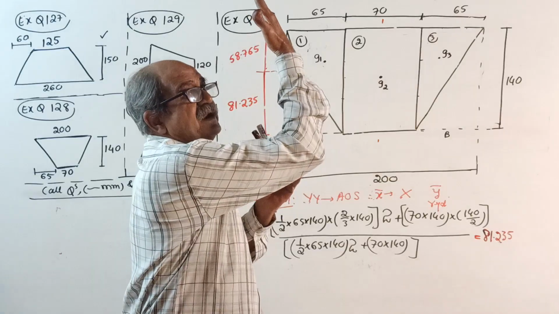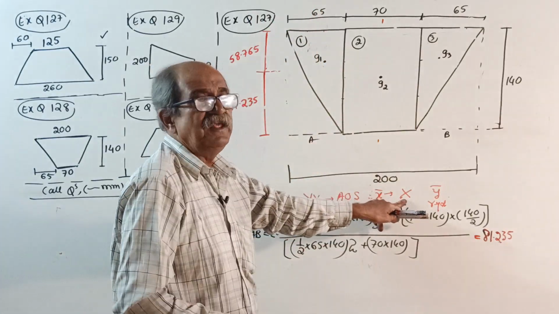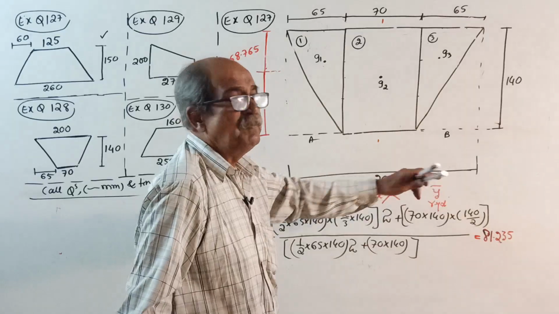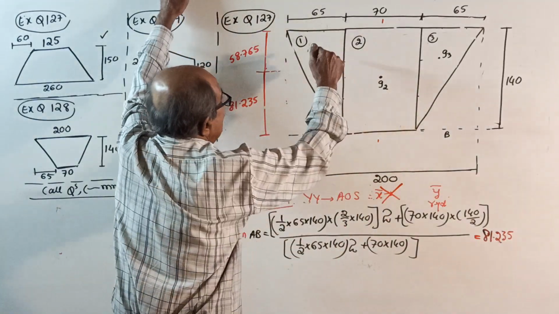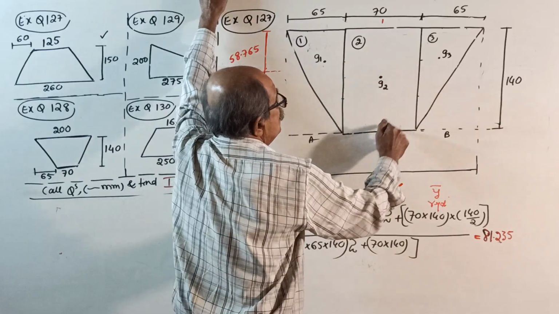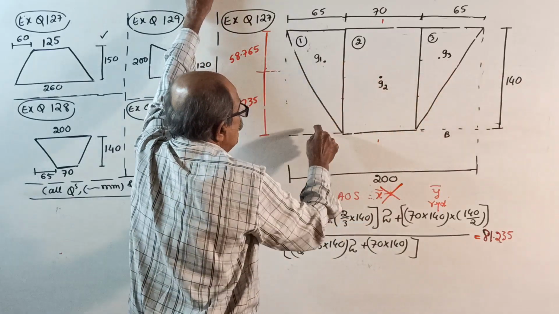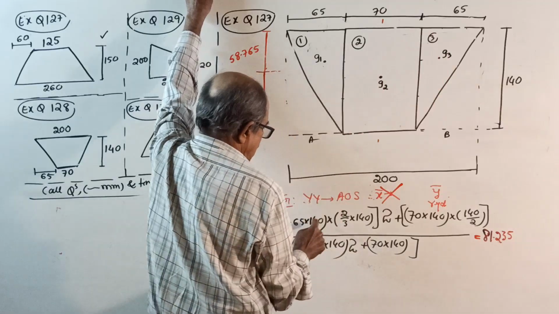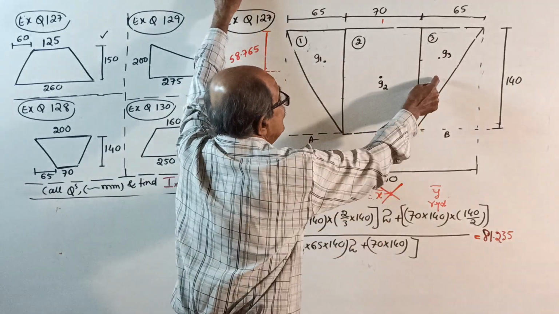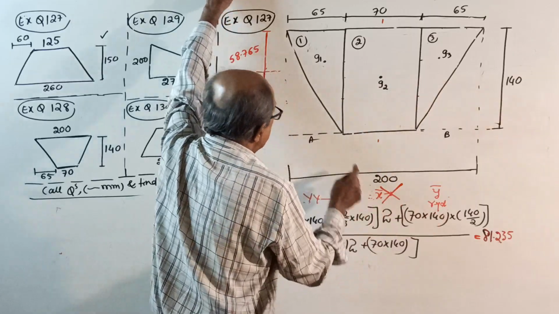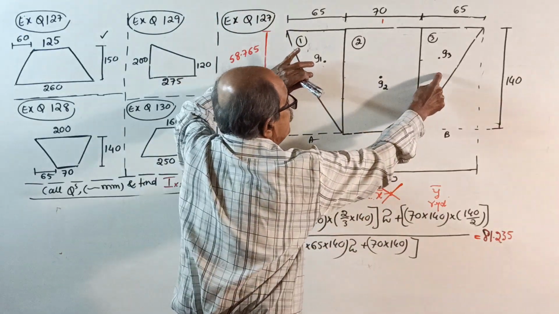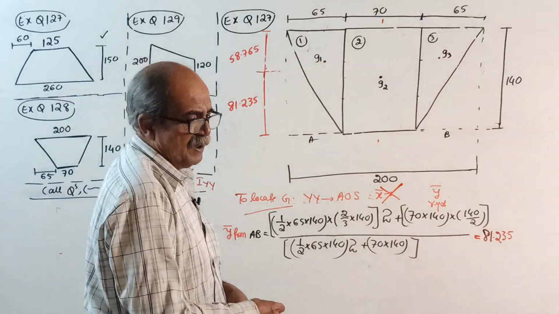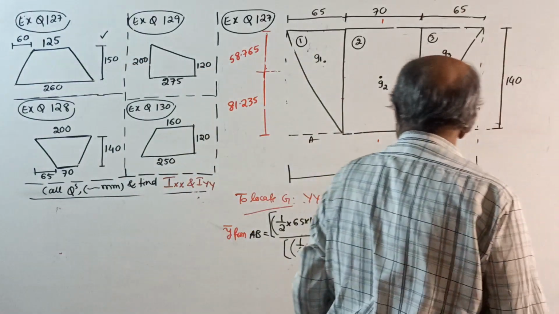So when YY is symmetry, X bar is not required. Only Y bar required. Do Y bar from AB. A1 Y1, A2 Y2, A3 Y3. No, A1 Y1 is identical here. Whatever you do for 1 is the same for 3. So A1 Y1 into 2, into 2 means taking care of 3. A2 Y2 divided by A1 into 2 will take care of that one plus A2. 81.235 will come. From there, 58.765 will come. First of all, this much is not required.